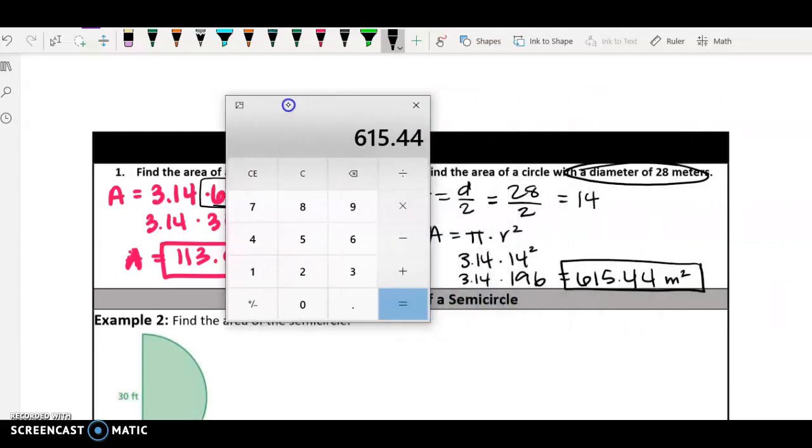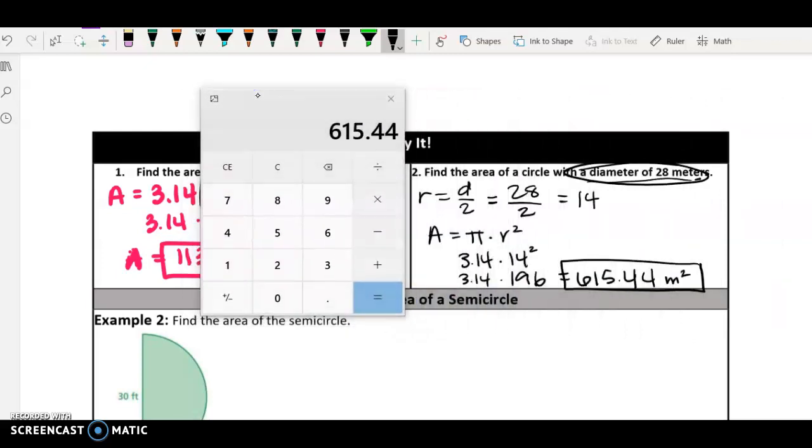On number 2, they gave us the diameter. That's really important because remember, we can't use the diameter in this equation. There's not two equations for it. With our circumference, we could pick and choose what equation we wanted to use, but not on this one. So we have to do our radius, or our diameter divided by 2. So 28 divided by 2 gives me the radius of 14.